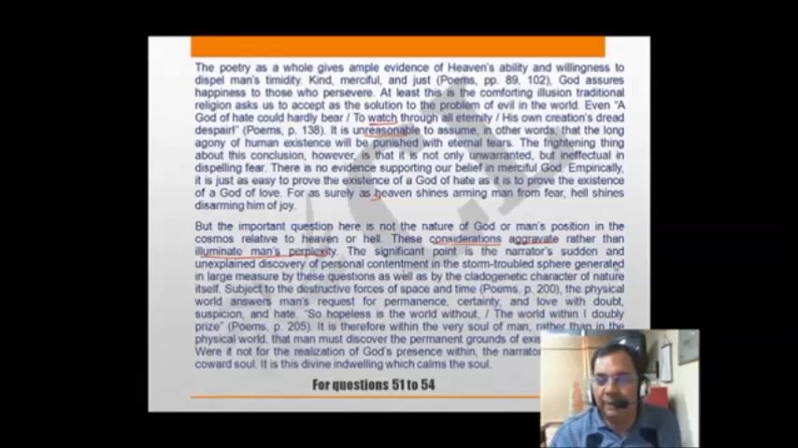The physical world answers man's request for permanence and love with doubt. It is therefore within the very soul of a man rather than in the physical world that man must discover the permanent grounds of existence. Were it not for the realization of God present, it would remain a coward soul.